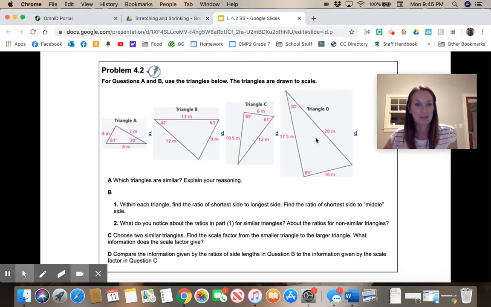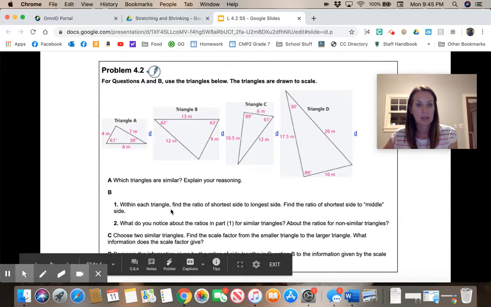So which triangles are similar? Explain. When you're looking at these, make sure that you're looking at the angle that you want to compare. Here we have a 30-degree angle across from the shortest side. This one has a 42-degree angle across from the shortest side. Just looking right there, can those two triangles be similar? They cannot, because they do not have angles that are the same. So you'll need to look at more than just the side lengths.